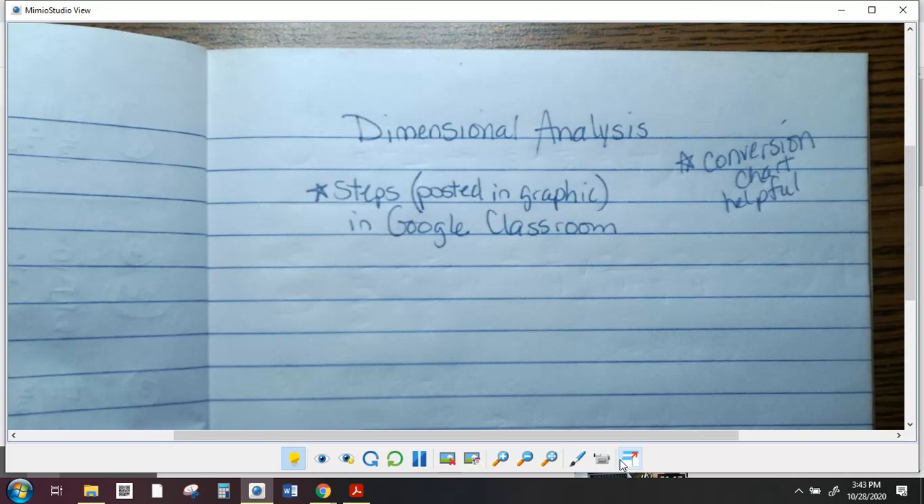It's because the problems today are very basic and introductory that it's going to seem like a lot of work, but there is use for this. So try to wrap your brain around it. I have some things posted in Google Classroom that hopefully will help, and we will get through this.